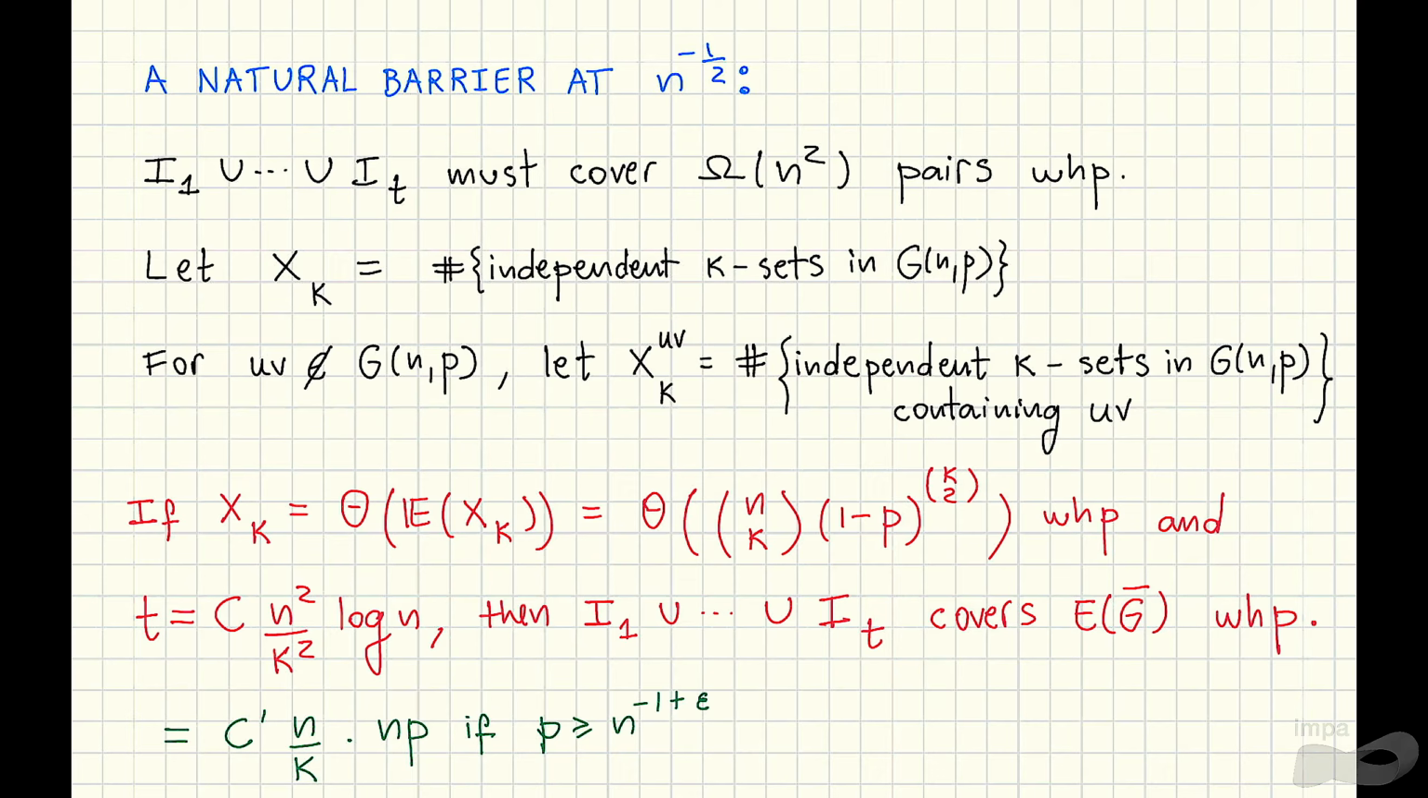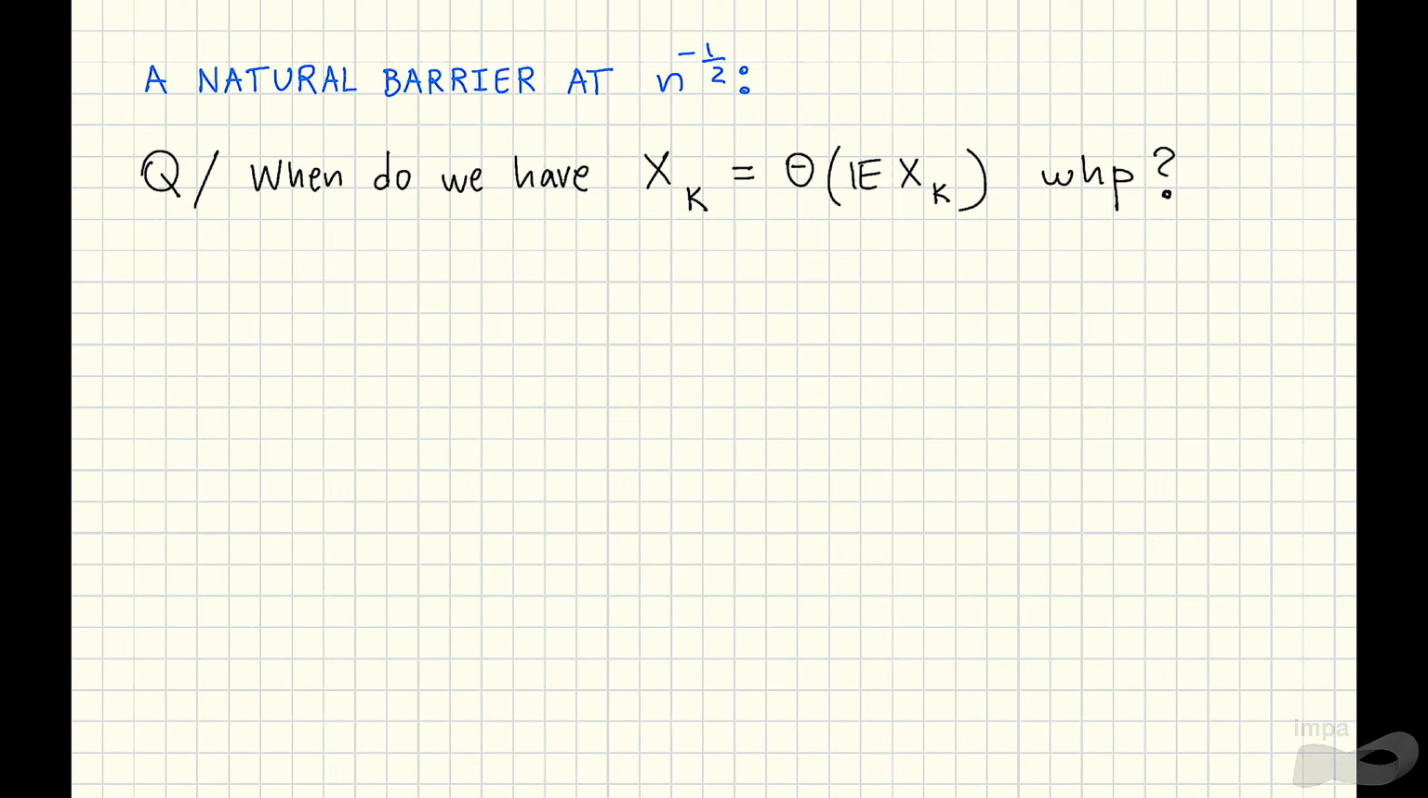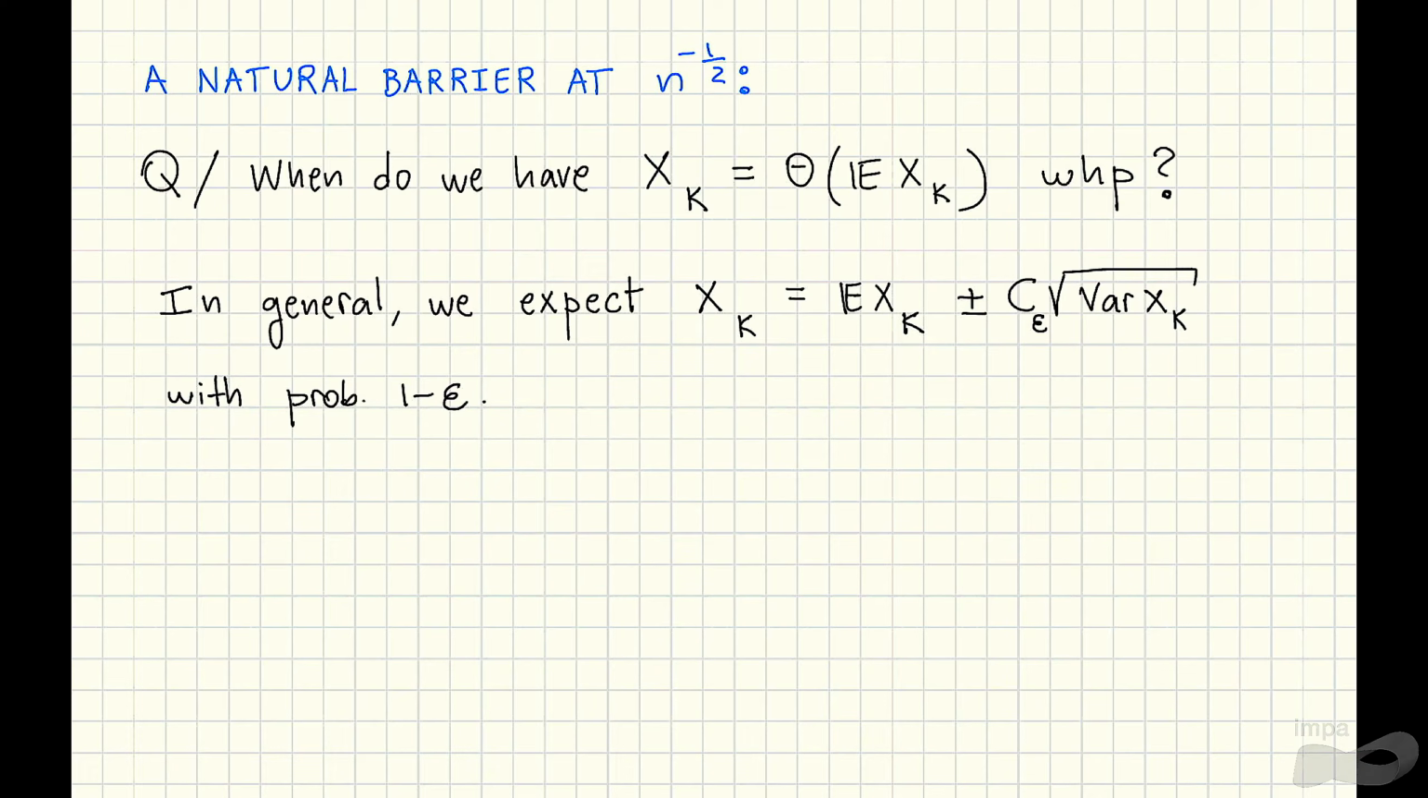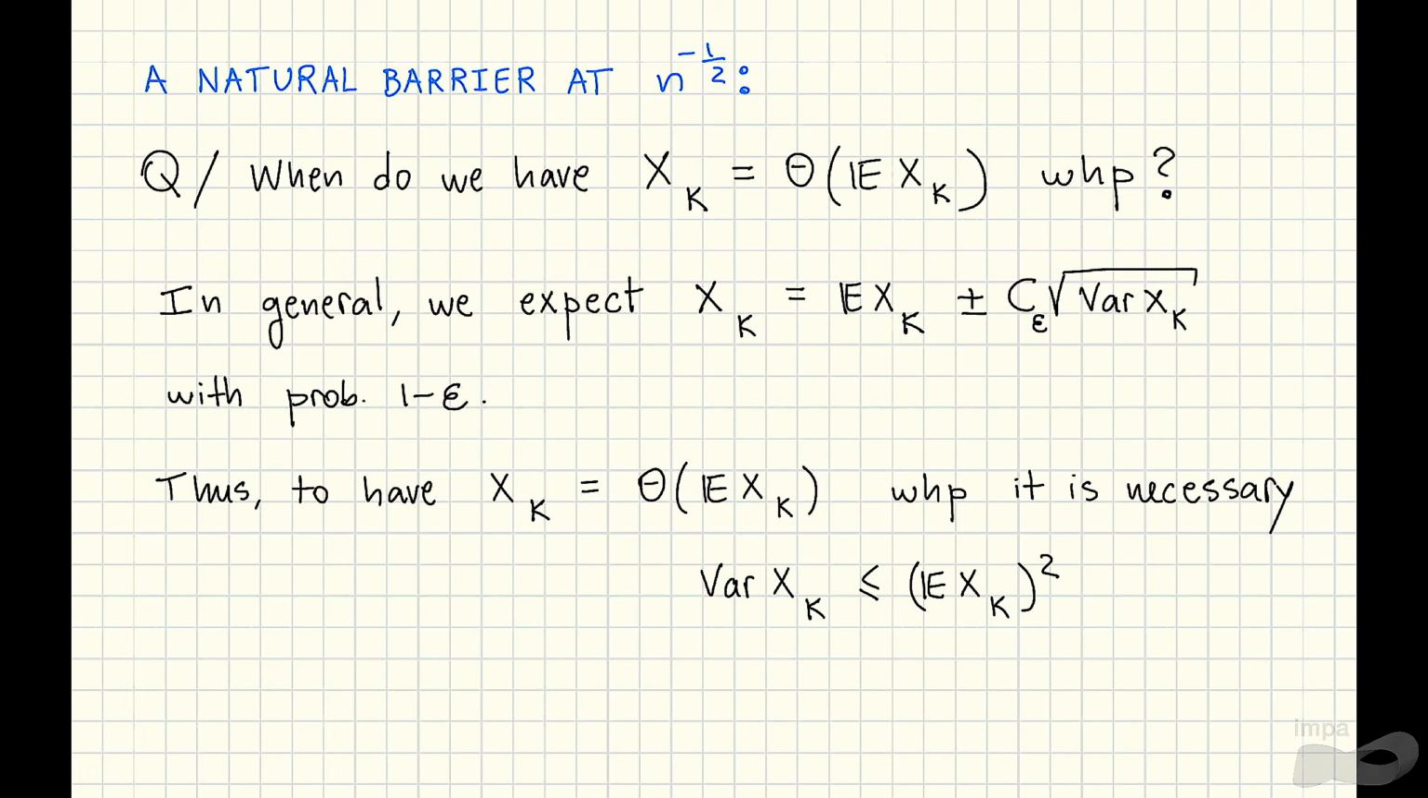But now the barrier comes up, because when do we have that this xk, the number of independent k sets, is concentrated around the expectation? In general, we expect that this variable will be concentrated around the expectation plus or minus the square root of the variance. So in order to have xk be a constant times the expectation, we must have the variance at most the expectation of xk squared, okay? On the other hand, the variance is at least the expectation of the number of pairs of independent k sets which intersect in exactly 2 points, right?